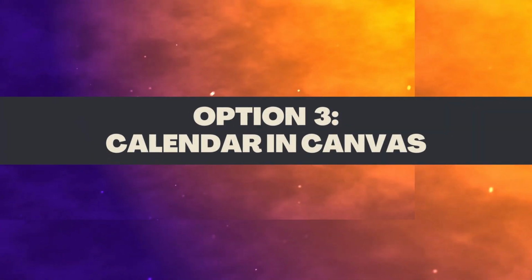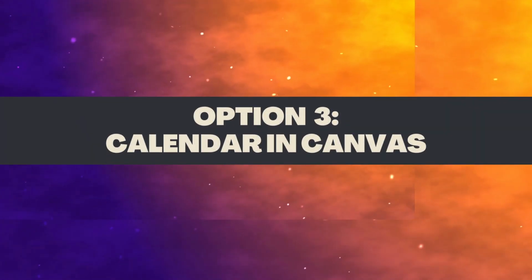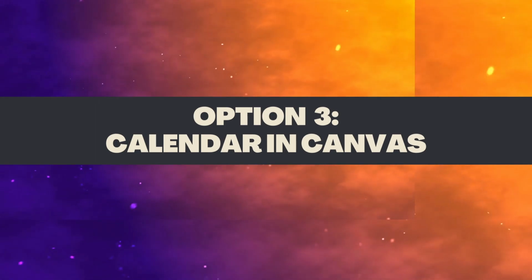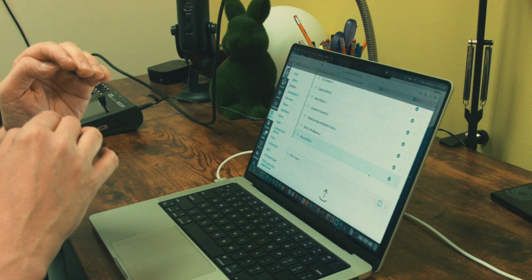Okay, so let's look now at option 3. Option 3 is the most complicated, but it adds one important element that I think could really be a problem solver for you. That is blocks of time that students choose.